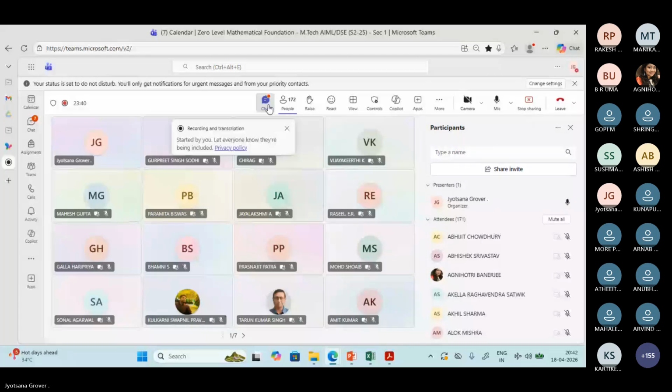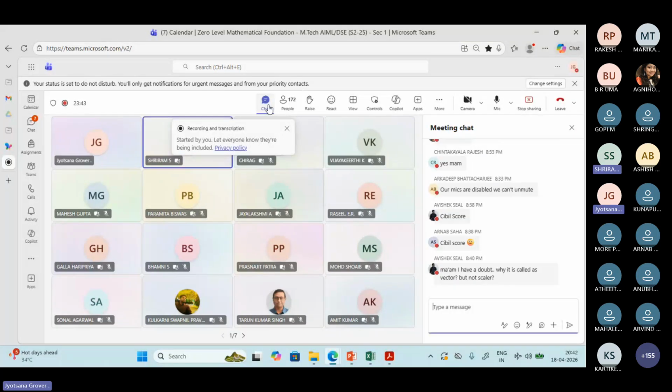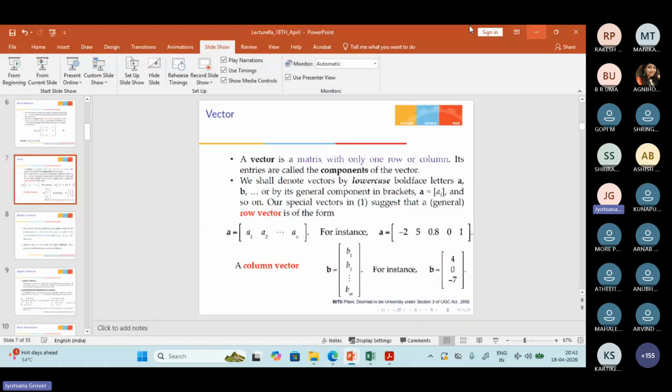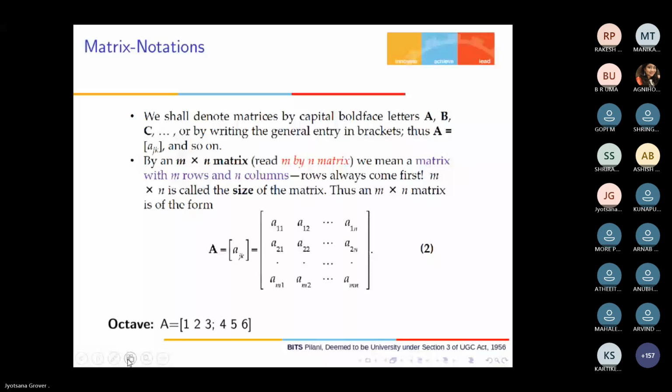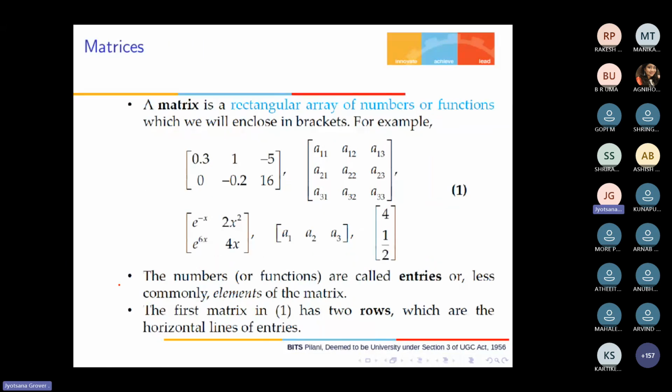A vector has both magnitude and direction. Yes, you are asking why it is called a vector and not a scalar. A scalar is just one value. For example, 4 is a scalar. It is just one value, 5, some real number value. Okay.